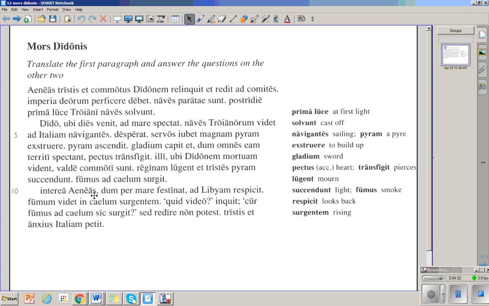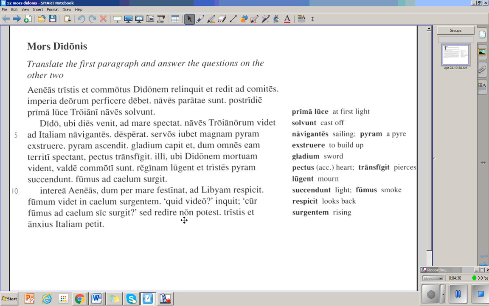Interea Aeneas, meanwhile Aeneas, dum per mare festinat, while he's hurrying to sea, ad Libyam respicit, he looks back to Libya, meaning Africa, meaning Carthage. Fumum videt, he sees the smoke, in caelum surgentem, rising to heaven. Quid video, what do I see? Inquit. Cur fumus ad caelum sic surgit, why is smoke thus rising to heaven?